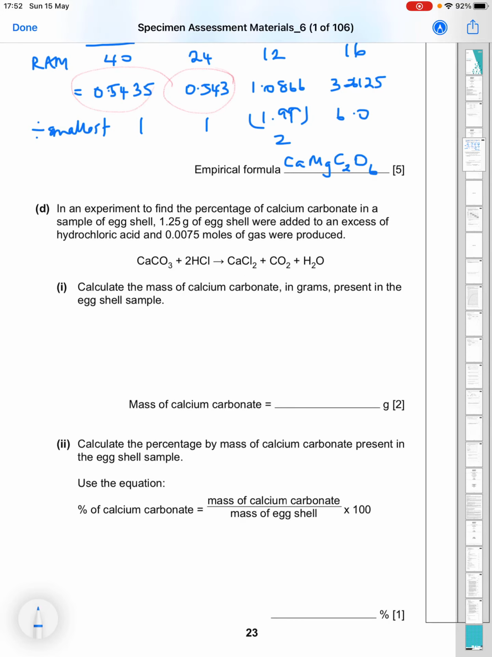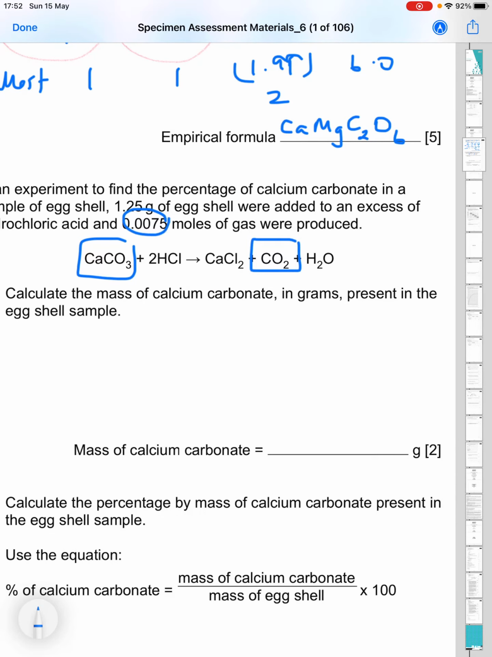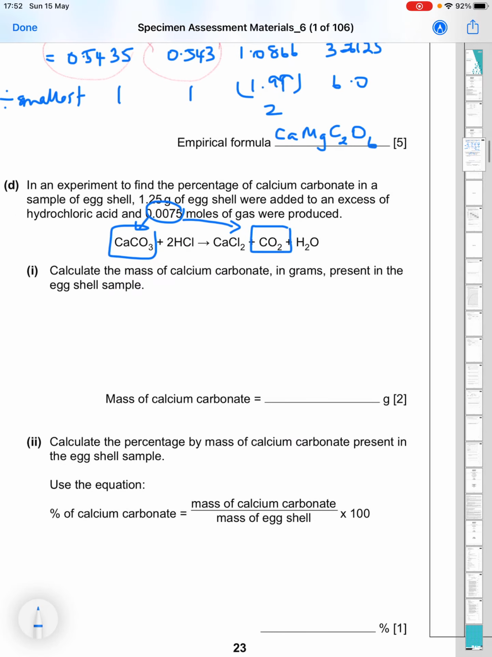Next one, in an experiment to find the percentage of calcium carbonate in a sample of eggshell, 1.25 grams of eggshell was added to an excess of hydrochloric acid and 0.0075 moles of gas were produced. Calculate the mass of calcium carbonate in grams present in the eggshell sample. So we're looking at the equation here, and we have 1 mole of calcium carbonate for every mole of carbon dioxide. So we know that we have 0.0075 moles of gas, which means we also have 0.0075 moles of calcium carbonate present in the sample.